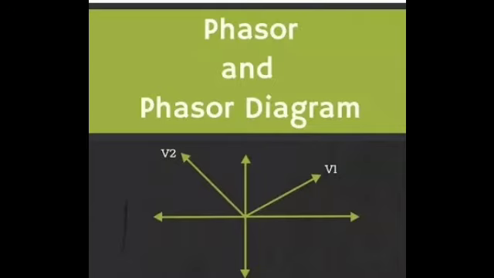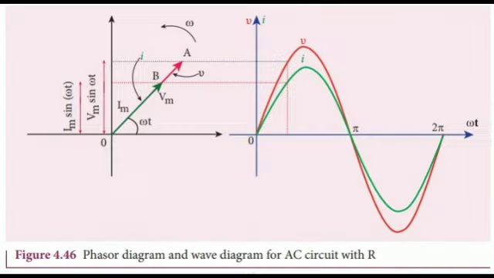Next, the projection of the phasor on the vertical axis gives the instantaneous value of the alternating voltage. Then, the angle between the phasor and the axis of reference indicates the phase of the alternating voltage. Next, phasor diagram. The diagram which shows various phasors and their phase relations is called a phasor diagram.